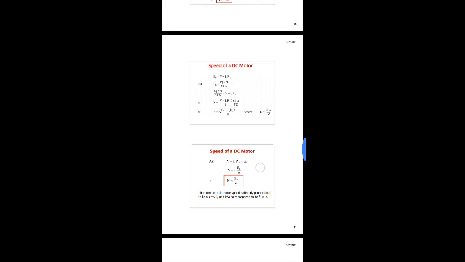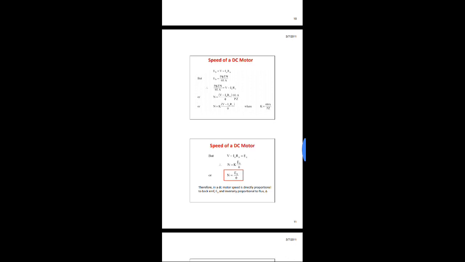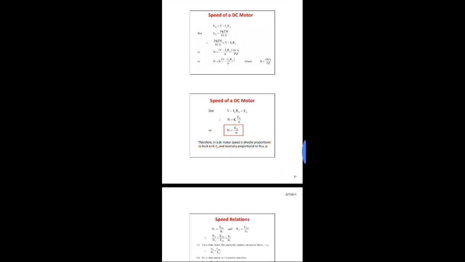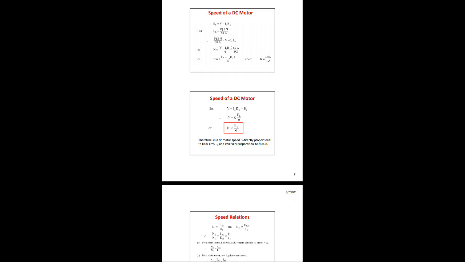That means speed is inversely proportional to flux. If you obtain the flux, the speed of a DC motor is given by N is proportional to Eb by phi. From this equation, therefore, in a DC motor, speed is directly proportional to back EMF and inversely proportional to flux. If the flux is less, the speed will be high. If you reduce the flux, speed will be high.